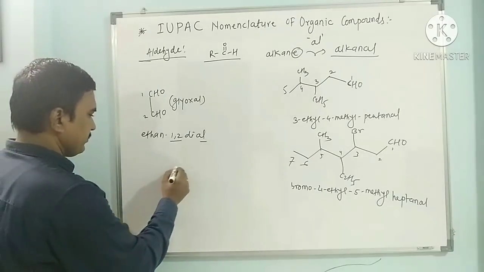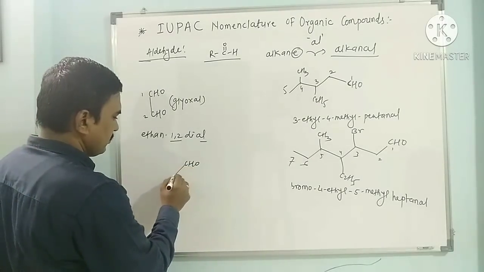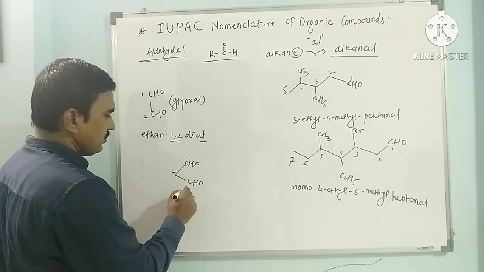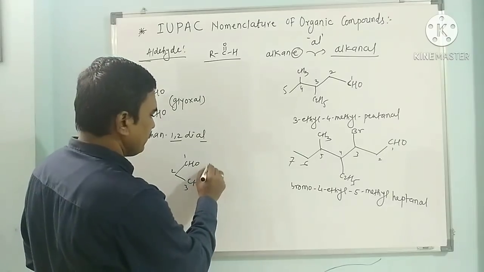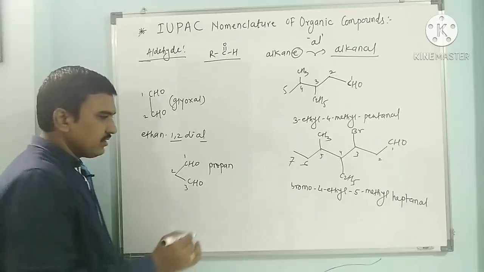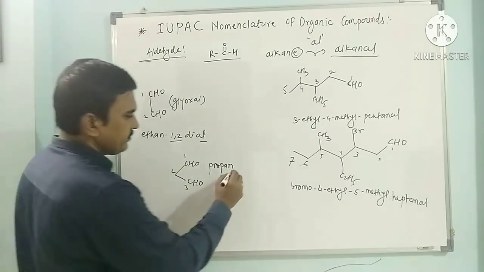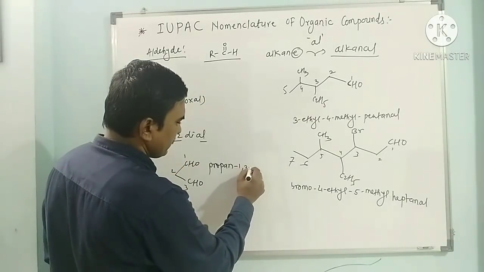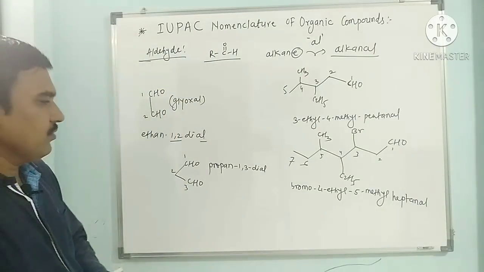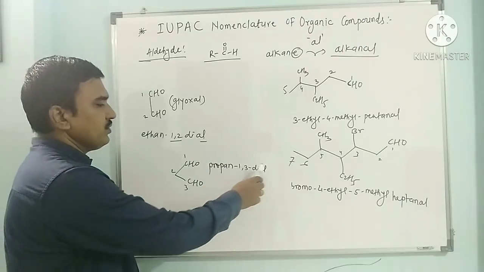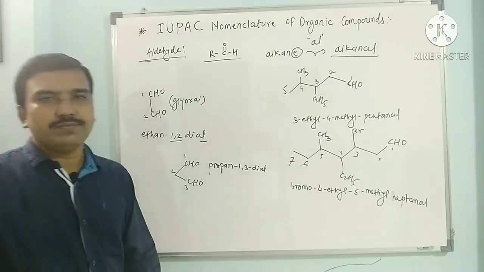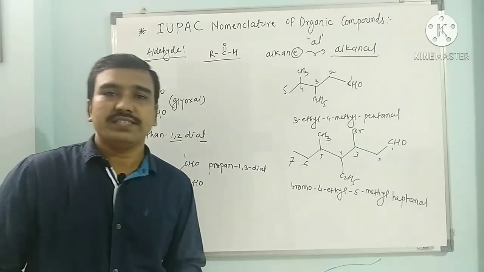In this way we can write any compound. For example, CHO, 1 carbon is there. This is 1, 2, 3. 3 carbons are there, so it is propane. The last E is replaced using dial. Mention the position 1, 3. So we have to name this propane-1,3-dial because this aldehydic carbon is first and this one is third. So in this way aldehydes are named.